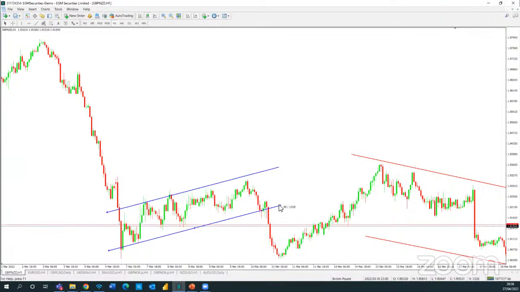In this case, is the fitting of the lines on the wicks or on the closing prices? Or do you say we just try and fit it?